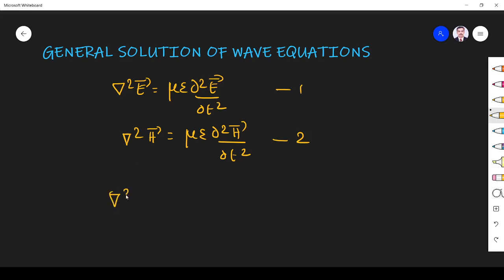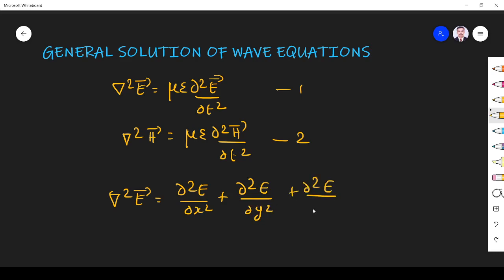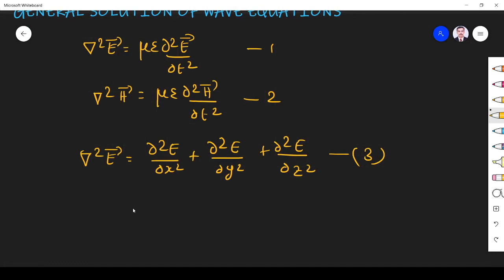I can write del squared E as dou squared E by dou x square plus dou squared E by dou y square plus dou squared E by dou z square. Like that we can write del squared H also. You see this is a vector equation, and we can convert it into a scalar equation, because a vector equation is very difficult to deal with. Let us see that.